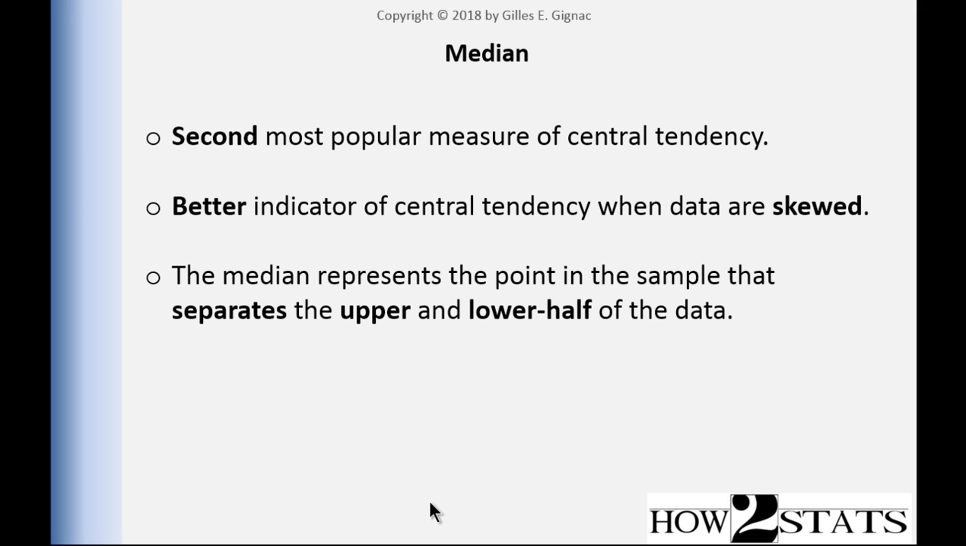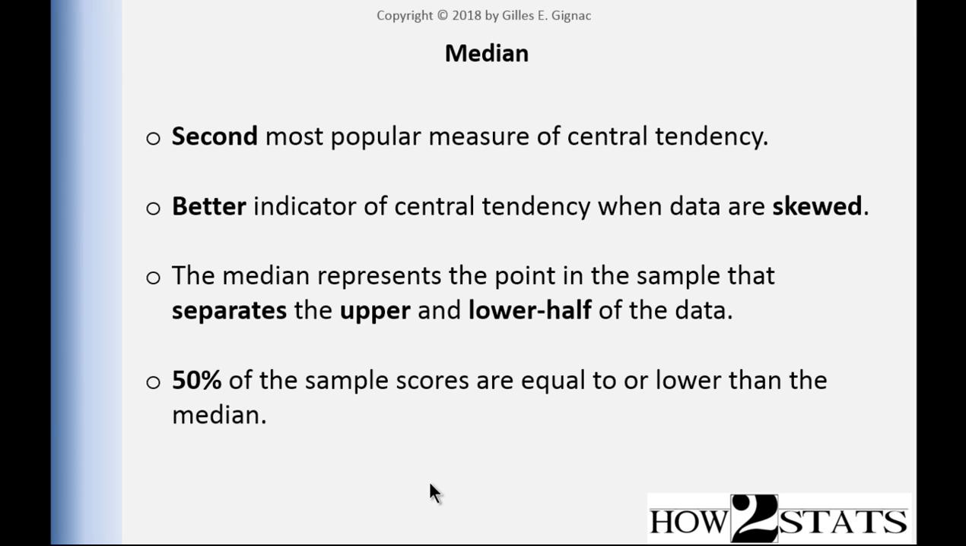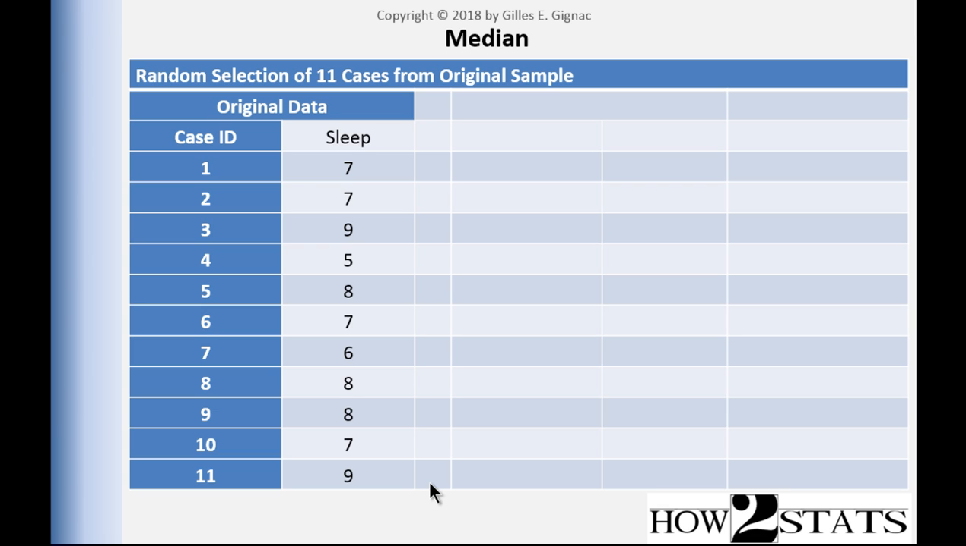The median, in terms of what it actually represents, is the point in the sample that separates the upper and lower half of the data. So it separates equally the upper and lower half of the data. Another way to think about it is that 50% of the sample scores are equal to or lower than the median. So if you get the median on something, or a score represents the median, 50% of the values in the sample will be equal to or lower than the median. So it's the midpoint.